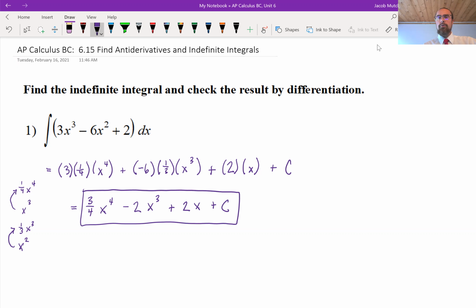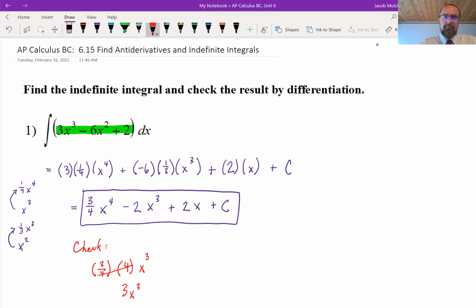We do want to check the result by differentiation. So if I was going to differentiate this, what I should see is exactly my original integrand, 3x cubed minus 6x squared plus 2. So let's just do our check. And again, we're differentiating here. So this is going to be 3/4 times the whole power of 4 as a coefficient. So that's going to become just 3. And then x to the power of 4 minus 1 is 3. So that's going to become 3x cubed.